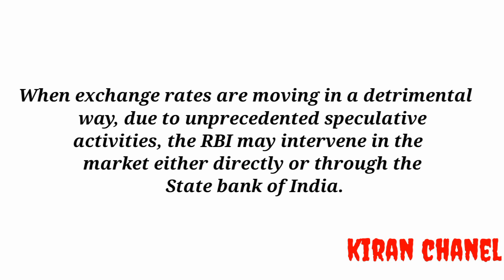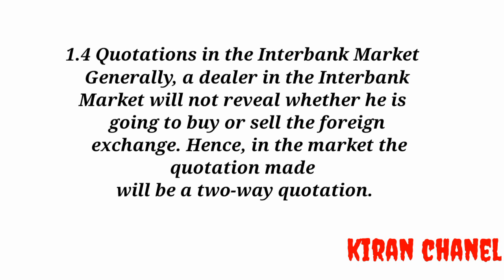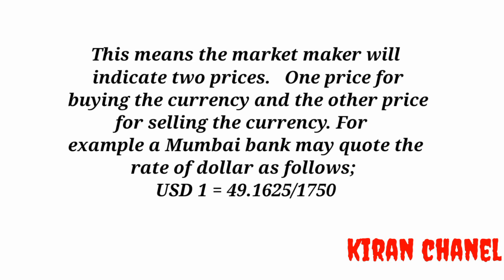1.4. Quotation in the interbank market. Generally, a dealer in the interbank market will not reveal whether he is going to buy or sell the foreign exchange. Hence, in the market, the quotation made will be a two-way quotation. This means the market maker will indicate two prices: one price for buying the currency and the other price for selling the currency. For example, a Mumbai bank may quote the rate of dollar as follows: USD 1 equals 49.1625 to 1750. What does this mean?